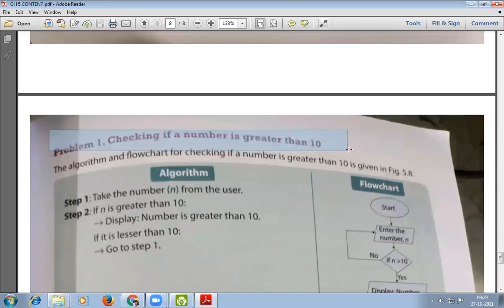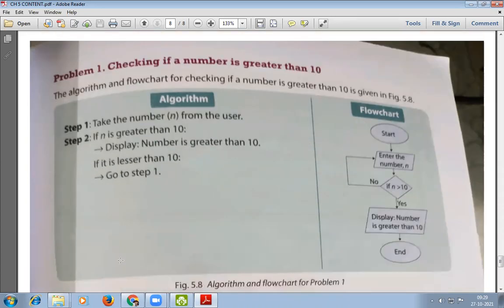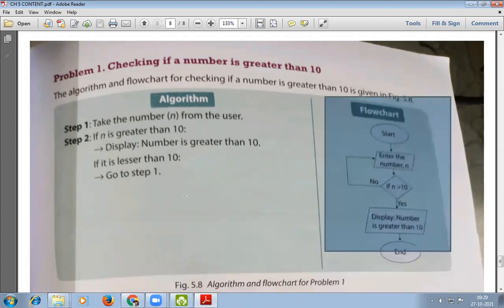Problem 1, checking if a number is greater than 10. For example, two numbers are given, one is 5, another is 10. Then how should we check that? There are two ways. First one is the algorithm, how to write the statements, and second one is a flow chart, the visual representation of that algorithm.